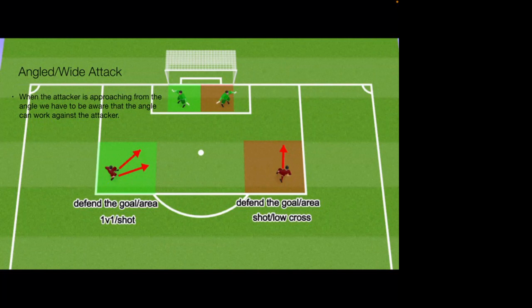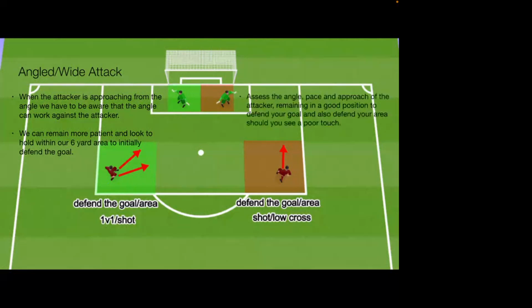So if they're advancing from a wide position, it's better to hold in and around your 6 yard area. Again, be more patient, hold your 6, and initially look to defend the goal, because at that time you don't know whether they're going to drive inside or if they're going to drive down towards a byline. Assess the angle, pace and approach of the attacker, remain in a good position to defend the goal, but also defend the area should you see a poor touch.